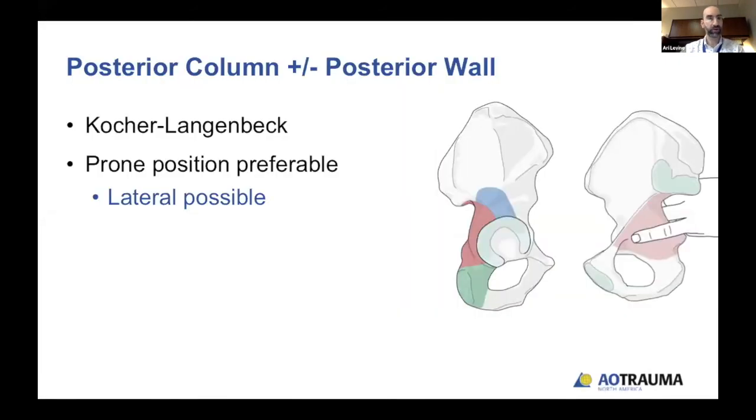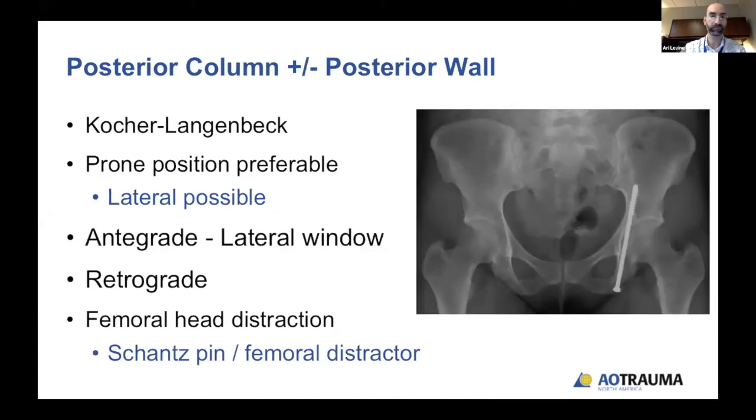Typically, as we've just heard, the posterior wall, of course, and the posterior column with posterior wall is typically addressed through a Kocher-Langenbeck. These are often done in the prone position. Lateral position is possible. However, I would caution you, as the leg and the hip are a medializing force, and this may make reductions more challenging.